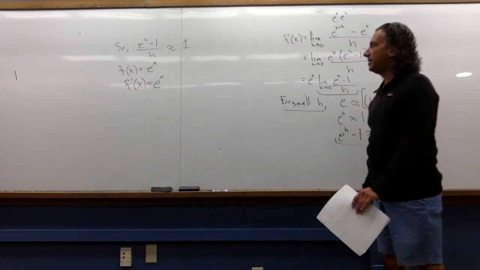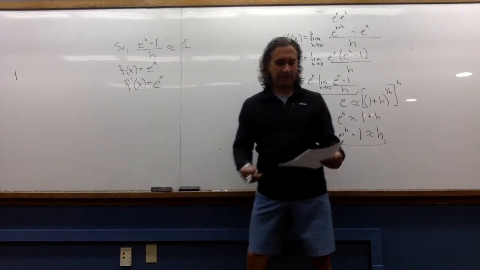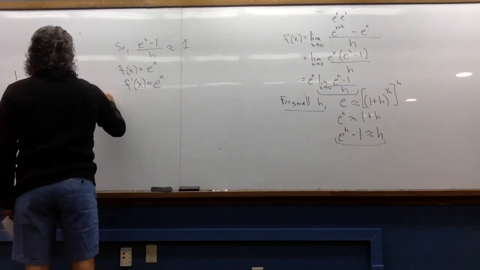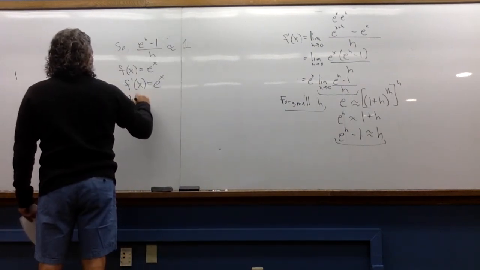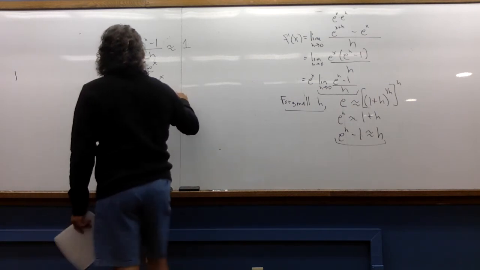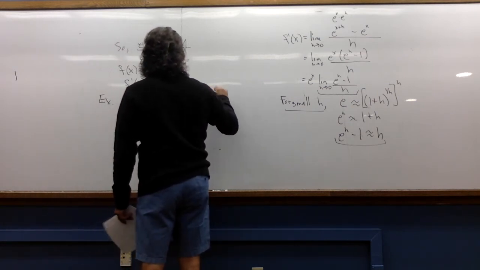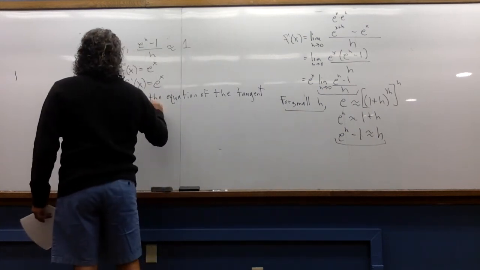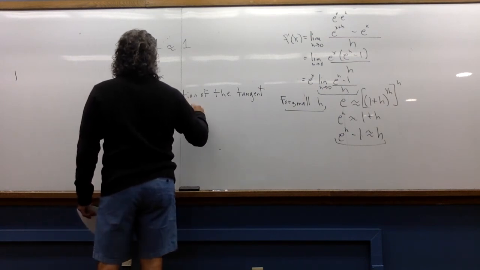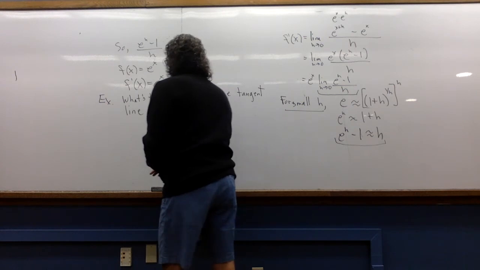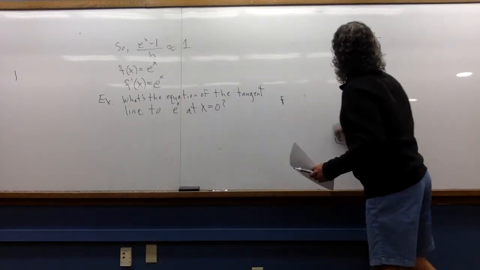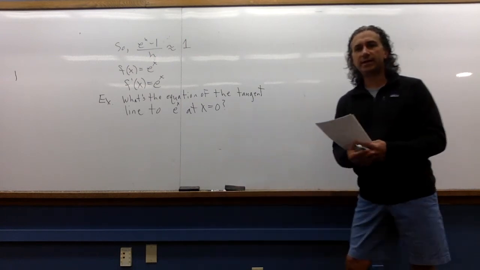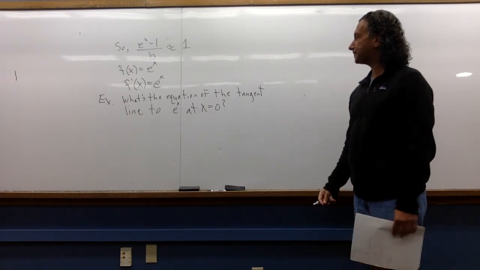It couldn't get better. As long as you know that you're working with e to the x, the derivative is e to the x. So as an example, what's the equation of the tangent line to e to the x at x equals 0? Let's give this a shot. Or, even better, pause the video, see if you can give that a shot. You have all the tools, see if you can figure that out.